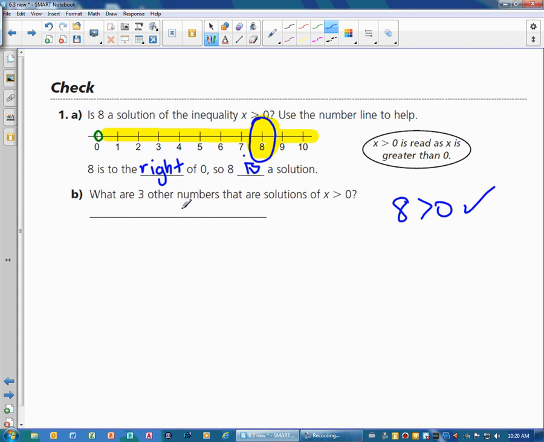All right, what are 3 other numbers that are solutions to x is greater than 0? Anything on the right side of 0. So, simply 1, 2, and 3. You could shake it up and go a million if you wanted to. Anything to the right of 0 is a solution.